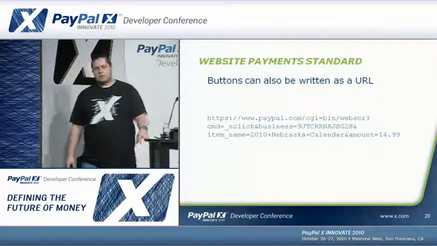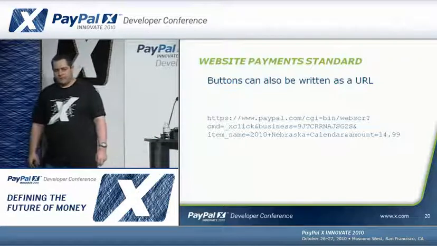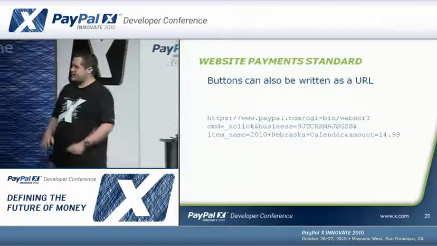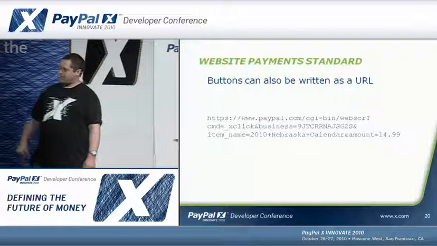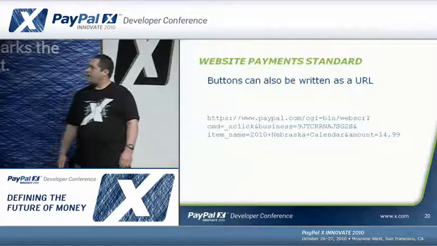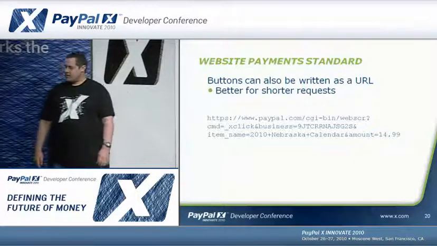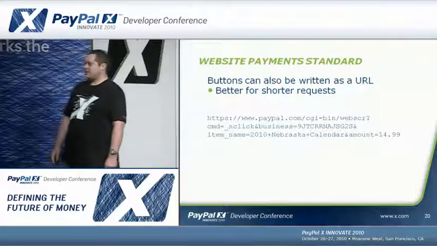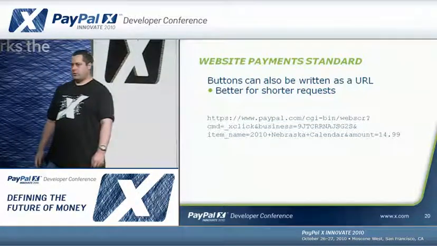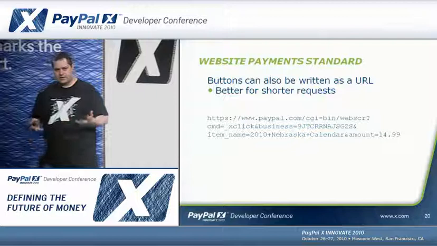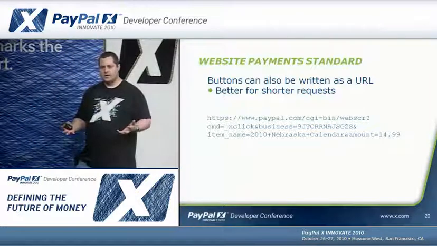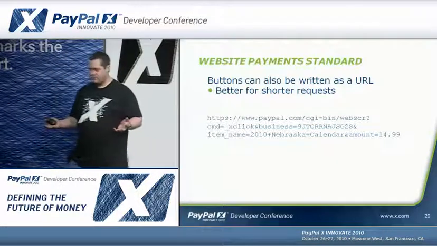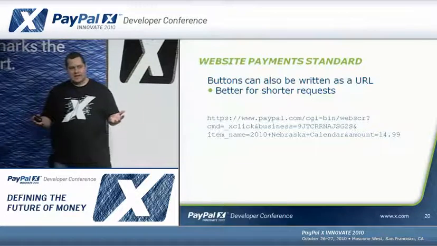Now, just like the email code that you get from the PayPal Button Factory, your manually coded buttons can also be written as a URL. So I have a simple example here. This is generally going to be better for shorter requests because there is a character limit on how long your URLs can be. So obviously, if you're in the sort of situation where you're using the shopping cart upload feature to send 50 items over to PayPal, you're probably going to hit that limit.